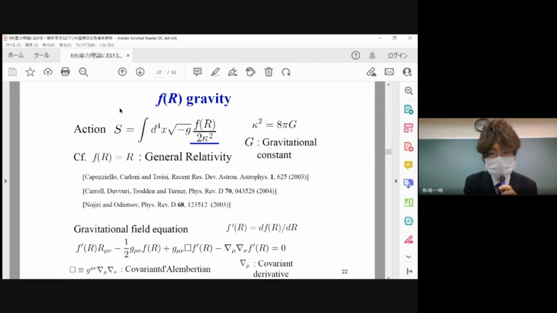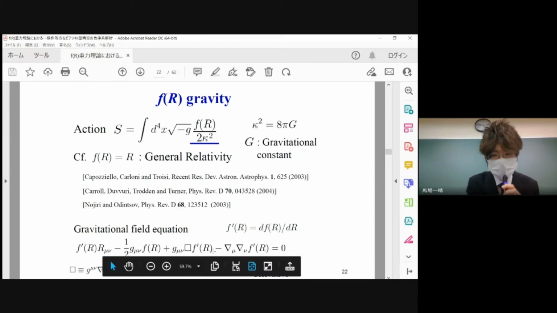Here, I would like to explain F(R) gravity. The action is given by this expression. If F(R) is exactly R, the scalar curvature, this theory recovers general relativity. In this case, the gravitational field equation is given by this expression.